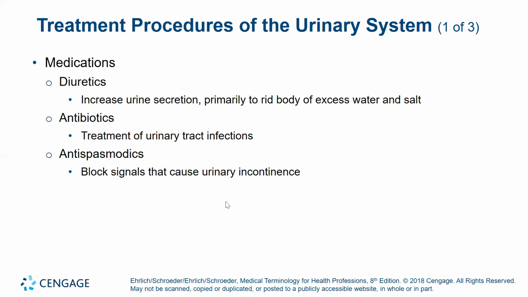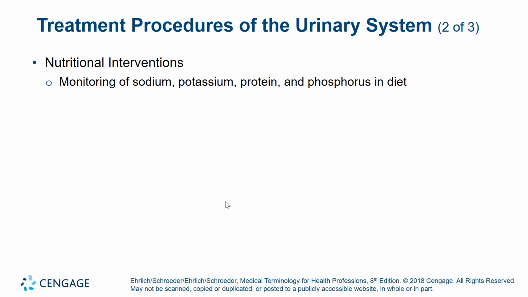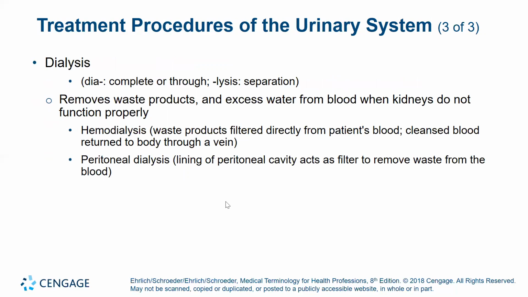Treatment procedures, so medications, obviously: diuretics, antibiotics, antispasmodics, and nutritional interventions are some of the treatment procedures. Also, dialysis is another one. Dia is complete or through. Lysis is separation. Removes waste products and excess water from blood when kidneys do not function properly. We have hemodialysis and peritoneal dialysis.